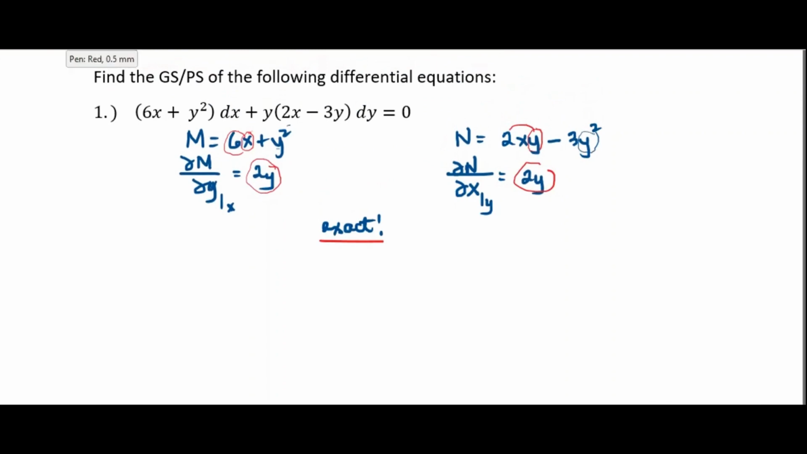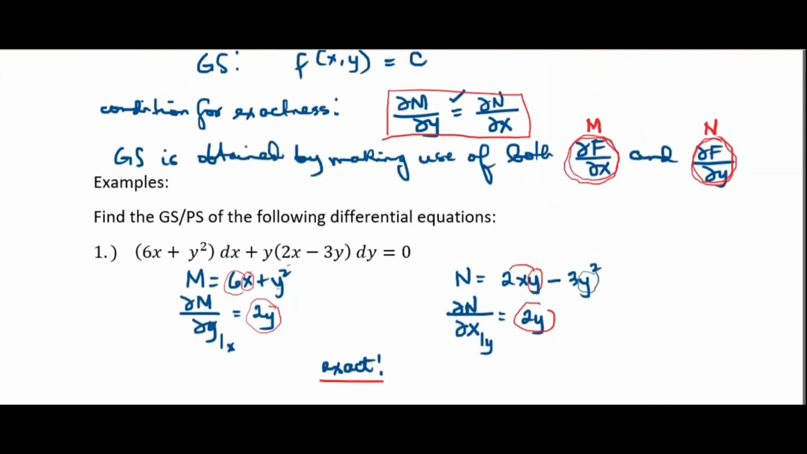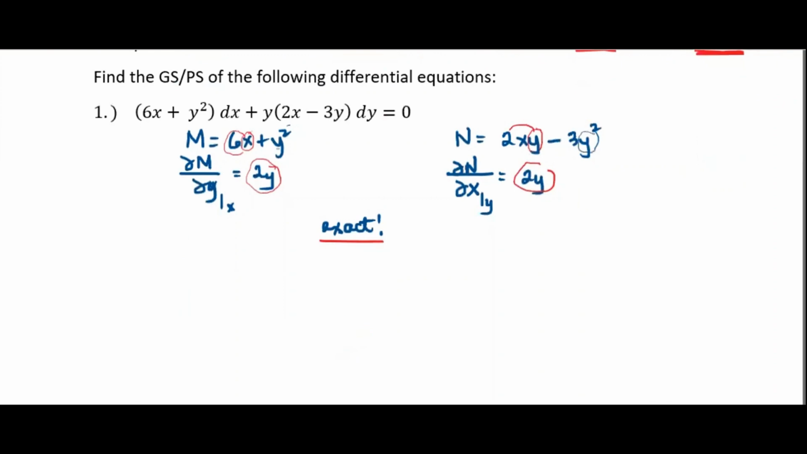Now, pagka napatunayan ng exact, then you may proceed now with the solution. Sabi sa atin, the general solution is obtained by making use of this and this one. Pwedeng mauna ka sa M, followed by N, or mauna ka sa N, followed by M. I will start with M for the first procedure. Okay. I will show the second solution. I will start with N. Nakuha ba? Para makita nyo, mako-compare natin kung pareho yung sagot.